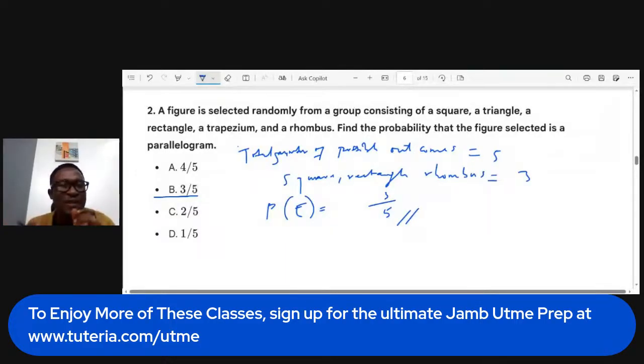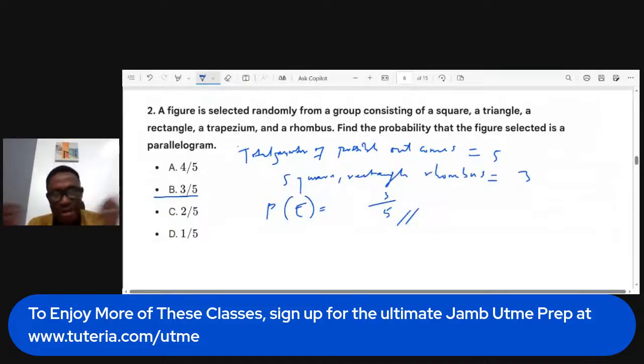The question now says, find the probability that the figure selected is a parallelogram. Now, you need to understand what a parallelogram is, first of all, for you to understand how to solve this question. I said that a parallelogram is just a figure that has 4 sides, and 2 opposing sides are equal. A parallelogram has 4 sides, like a rectangle, for instance. It has 4 sides, and the 2 opposing sides of a rectangle are equal.